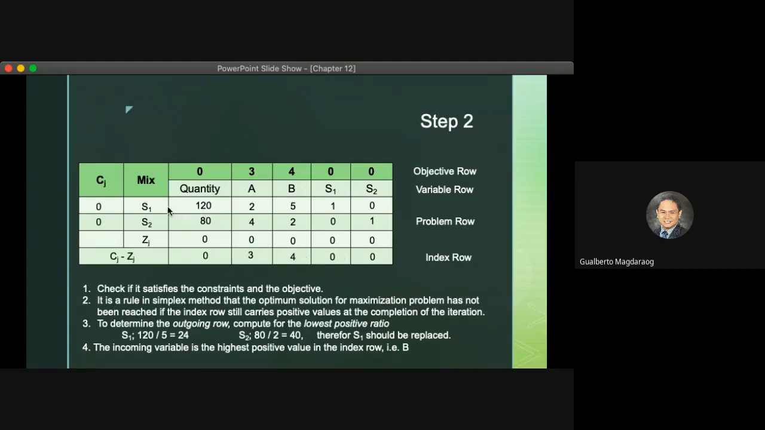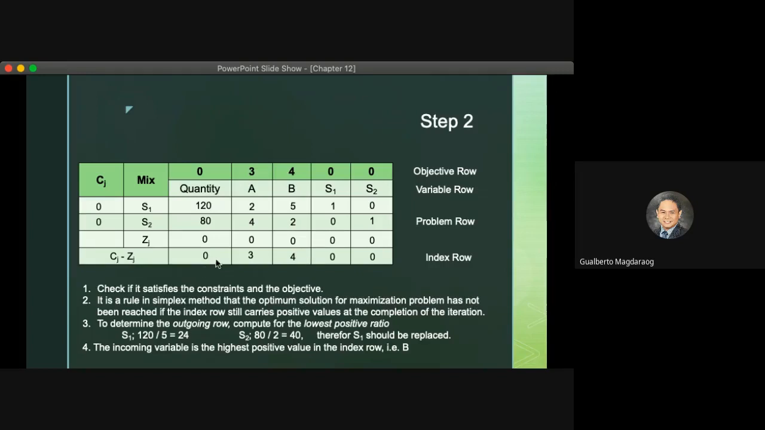So we have two rows here available, S1 and S2. We need to know which one are we going to replace, or ang tawag nila doon ay outgoing row. So for us to determine, we have to get the lowest positive ratio. And what is that ratio? You simply divide the quantity by the amount in the highest positive value in the index row, and that is 4.